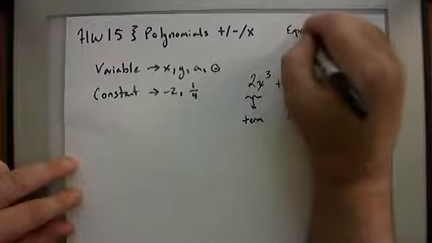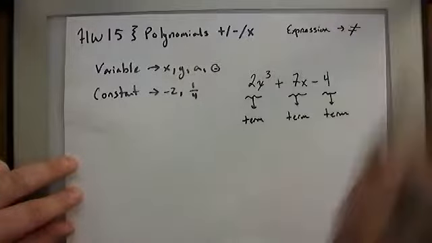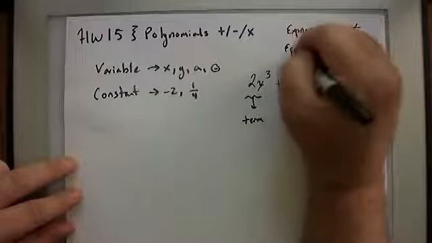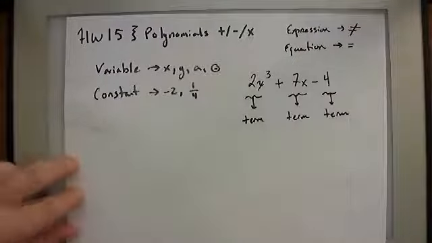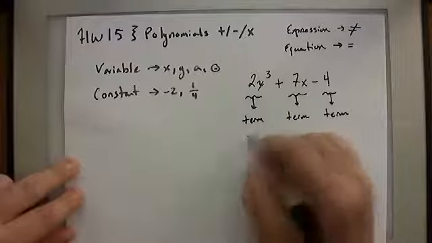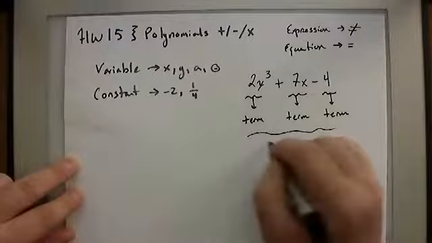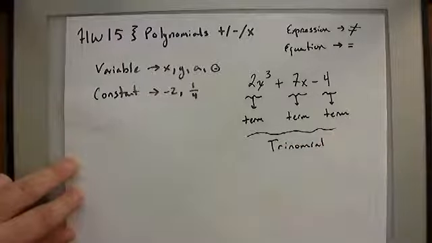Remember those? We can go ahead and cover that real quick. We already talked about this as well, but expression means there is no equal sign. An equation would be something that has an equal sign. We'll get more into that at a different time. So right here, this piece has 3 terms. We would call this a trinomial. Okay, so that would be the name of this thing.